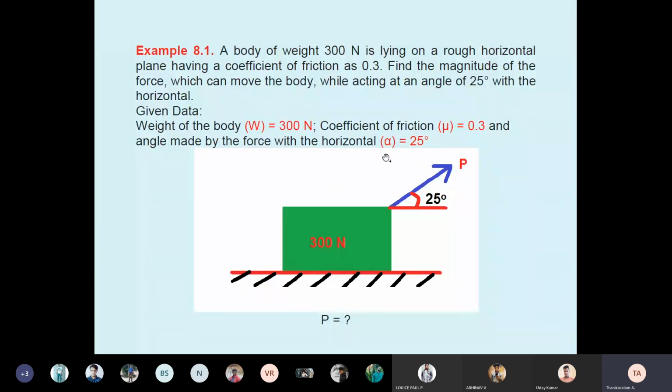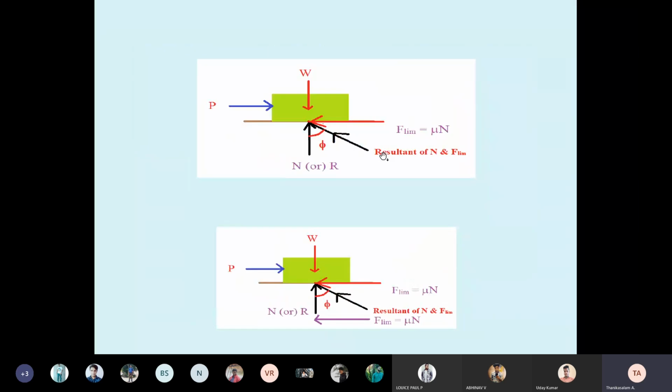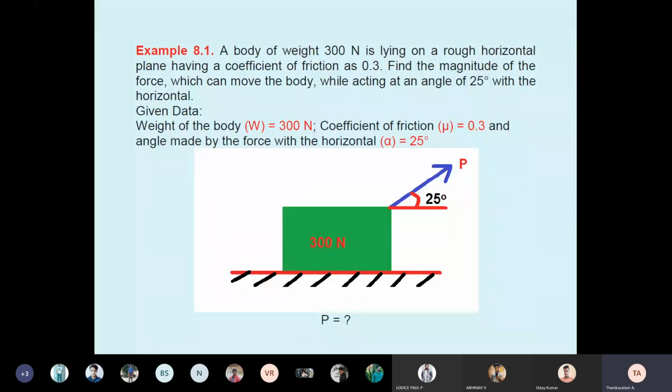The angle: we take alpha for the applied force angle in these friction problems. Phi means angular friction, so that is different. Phi equals angular friction. Alpha means the applied force angle. Okay, so they asked for P.